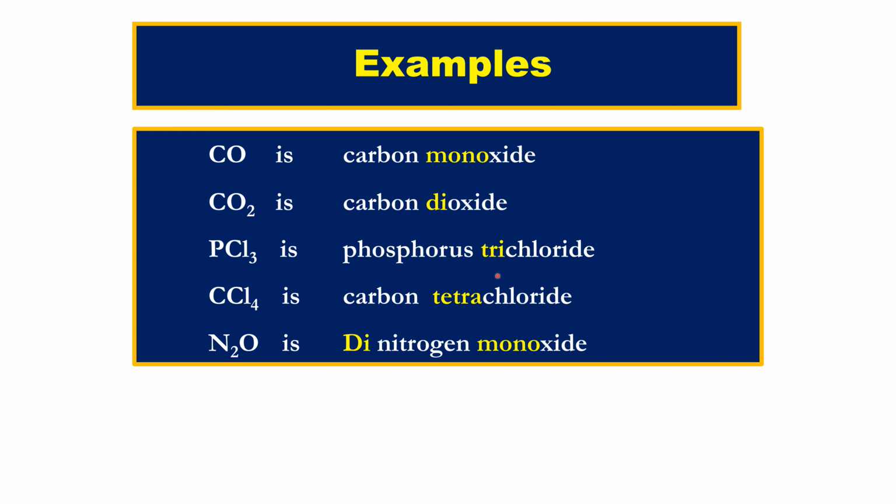PCl3 is phosphorus trichloride. CCl4 is carbon tetrachloride. So always you name the first element and the last element's name ends with IDE. So 4 chlorine atoms, that's why we put tetra here. And N2O is dinitrogen monoxide. So 2 nitrogen atoms, that's why we put di, and mono, one oxygen atom. So this is how to name binary compounds.